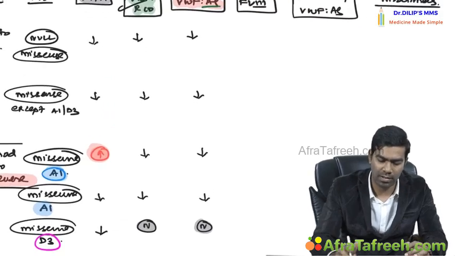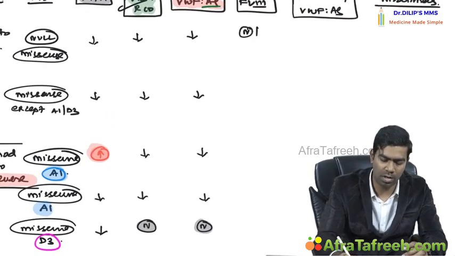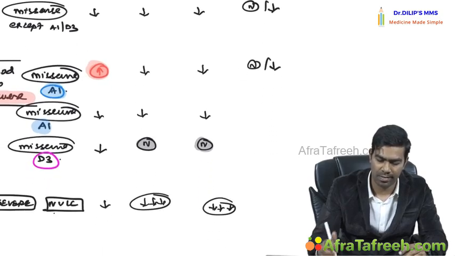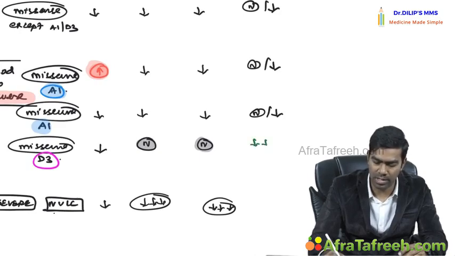Then what about the factor 8 levels? Factor 8 levels may be normal or there may be a mild decrease in these settings. But in these two settings, it will be seriously impaired.